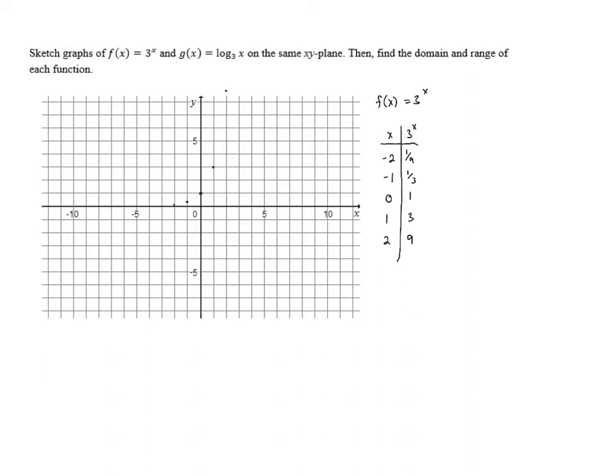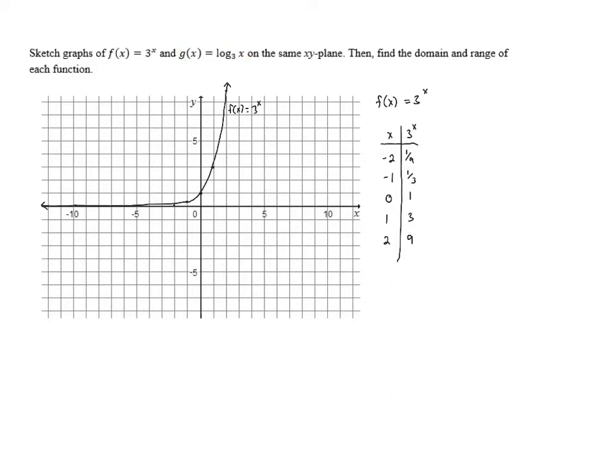And we can see that this graph is very similar to the graph of y equals 2 to the x, except it's growing even more steeply as we move to the right. And as we move to the left, it's still going to be asymptotically approaching the x-axis, but it's going to be doing so even more quickly, hugging the axis even more closely. So this is our graph of f of x equals 3 to the x.